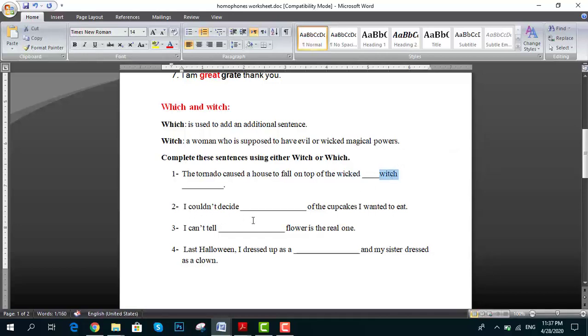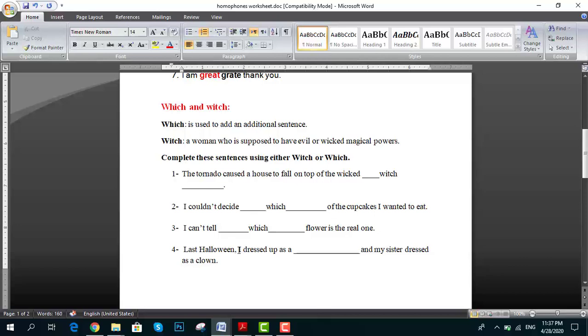I couldn't decide which of the cups I want to eat. Which one? So of course I'm not talking about the powers or the evil woman. So here, which. I can't tell which flower is the real one. Okay? So of course I'm not talking again about the evil woman. I'm talking about which one.